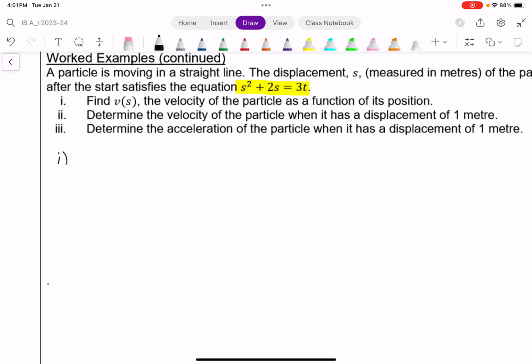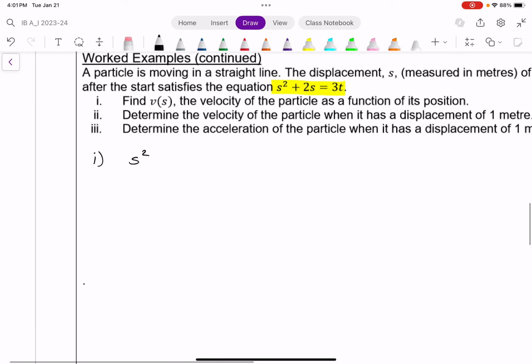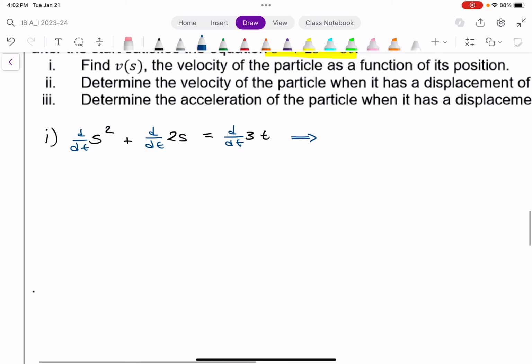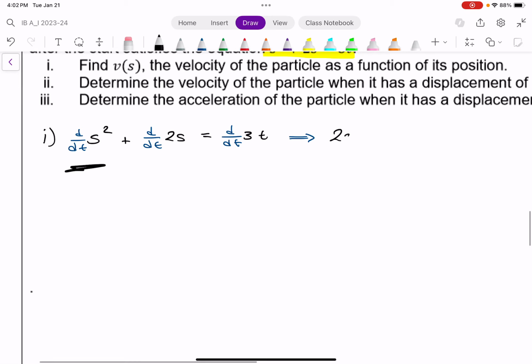So for part 1, I want to take this function s squared plus 2s equals 3t, but I want to differentiate everything with respect to t, keeping in mind that s, the displacement, is itself a function of t. Otherwise, I'd have a whole bunch of constants with derivatives going down to 0. So the derivative of s squared with respect to s is 2s times the derivative of the inside function, the derivative of s with respect to t, which is s prime, or ds/dt, which, keep in mind, is velocity.